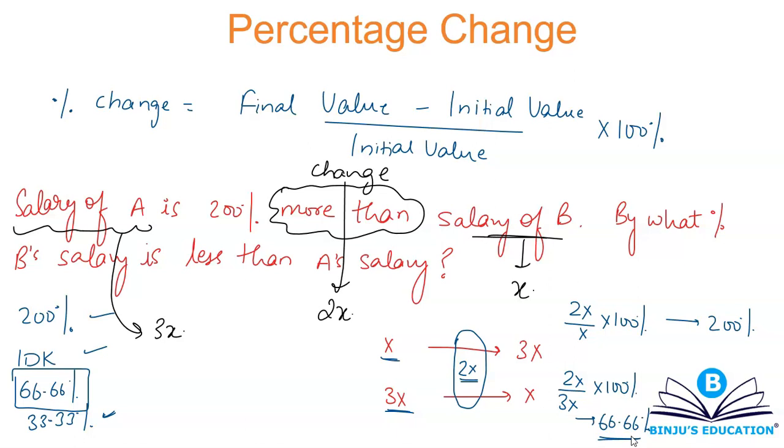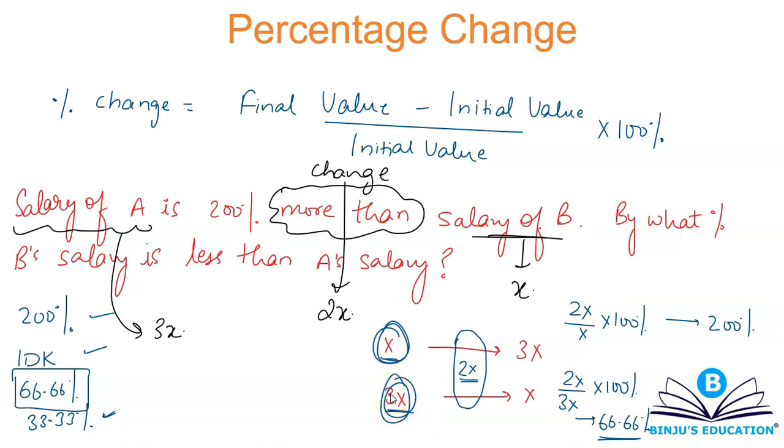So if you're going from X to 3X, the percentage increase is 200%, or you need to increase X by 200% in order to reach 3X. But if you want to go from 3X to X, you need to decrease 3X only by 66.66%. So what matters is the base value.